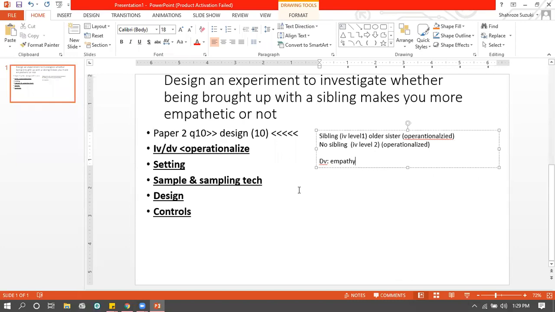Empathy. Now we need to define empathy as well. How can you define empathy in a manner that is objective and not going to be confused by other researchers over what empathy means, and also in a manner that it can be replicated in other experiments, so that people can measure empathy in the same way? So how would you define empathy like that? It needs to be clear, objective and replicable, so there's no confusion about how people are going to measure empathy if they want to replicate your experiment.